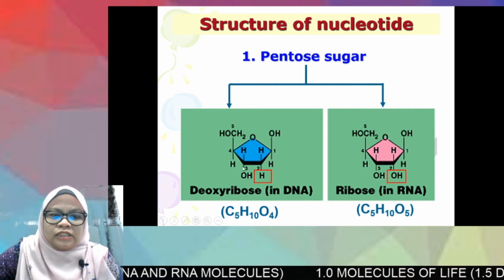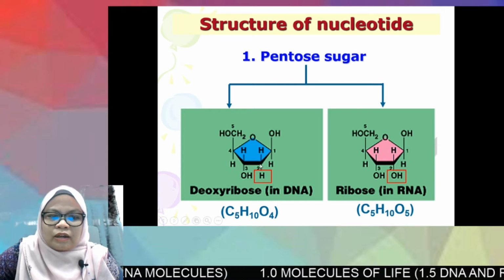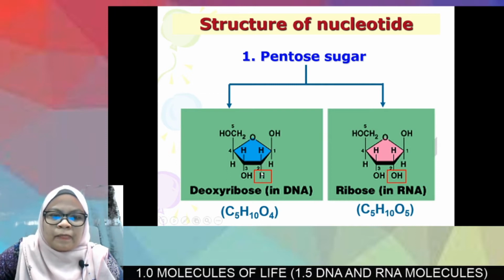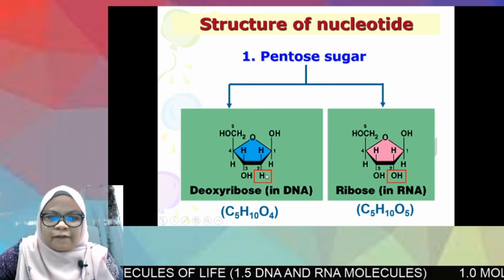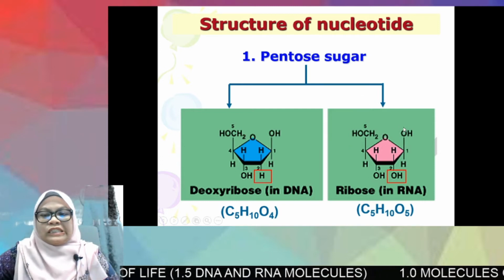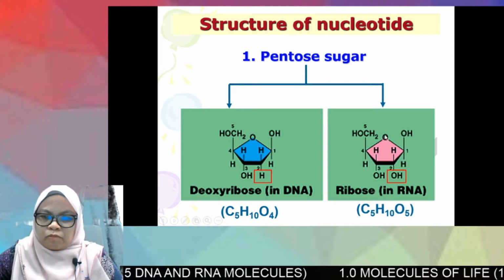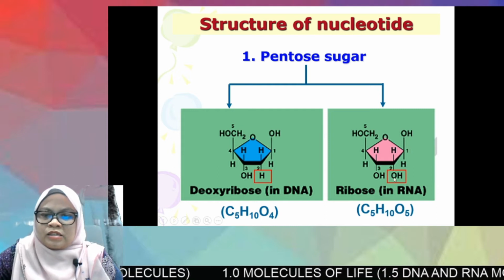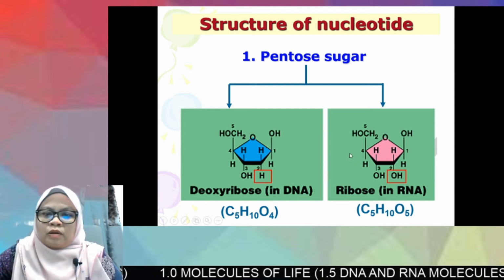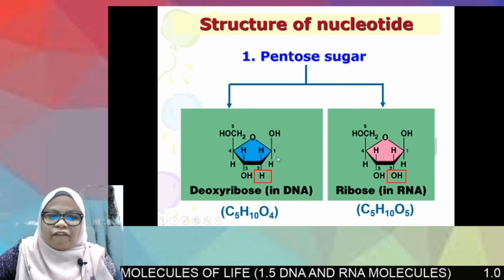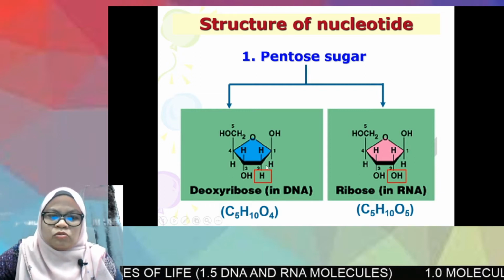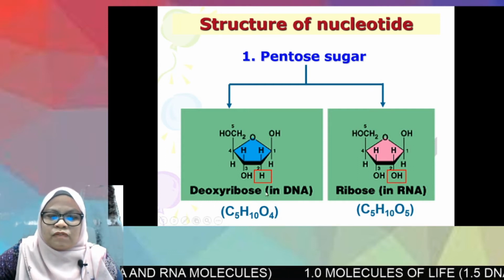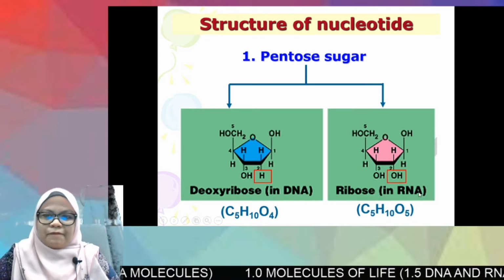Deoxyribose is the pentose sugar in DNA. Look at carbon number 2. For deoxyribose, carbon number 2 has hydrogen in the downside position. Then the pentose sugar in RNA is ribose. For ribose, look at carbon number 2, at the downside is a hydroxyl group. So both are pentose sugars with 5 carbons, but deoxyribose has hydrogen downside at carbon number 2, while ribose has hydroxyl downside. Deoxyribose is found in DNA, ribose in RNA.